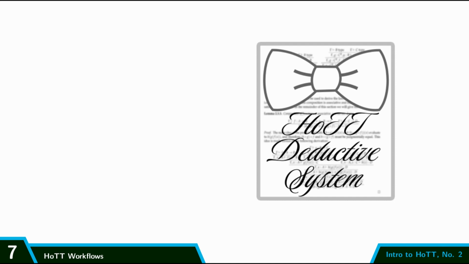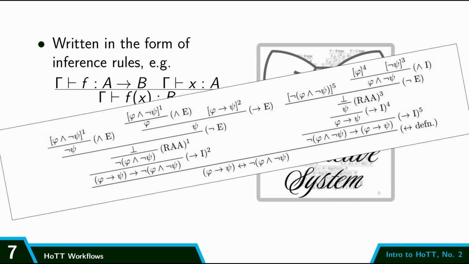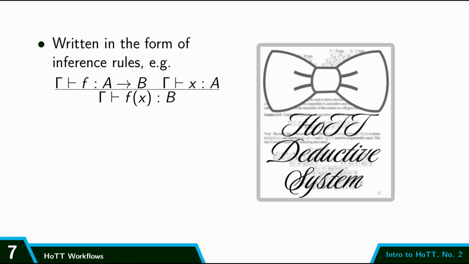And so the HoTT deductive system is written in the form of what are called inference rules, which looks something like this. It's a horizontal bar with some premises on the top and a conclusion on the bottom. And so in theory, if we wanted to, we could string these together to form elaborate what are called proof trees and very precisely formalize our proofs as one of these proof trees.